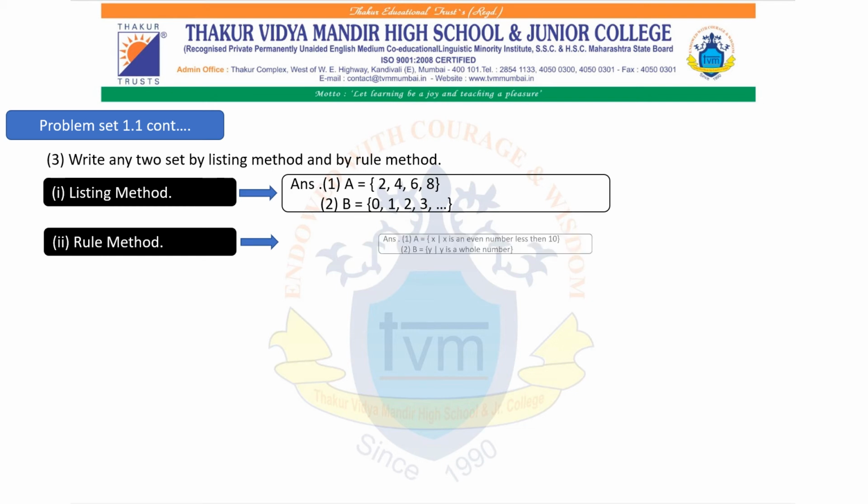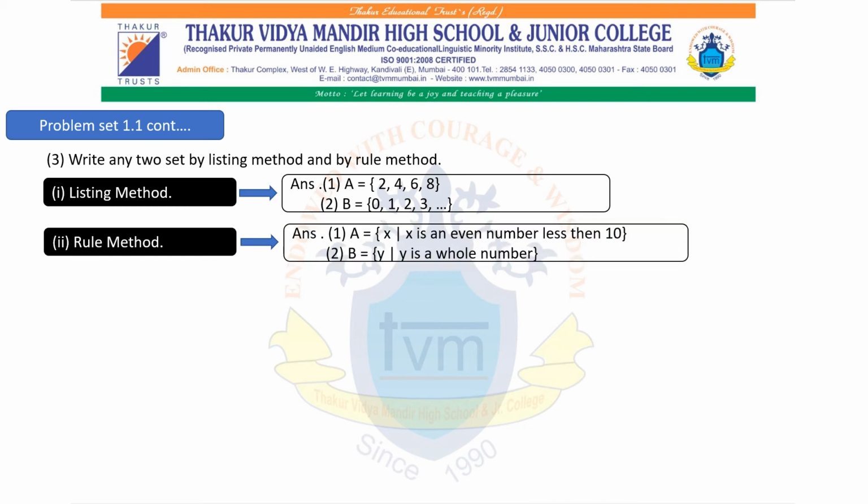Now in rule method, first one, A is a set of X such that X is an even number less than 10. Second one, B is a set of Y such that Y is a whole number.